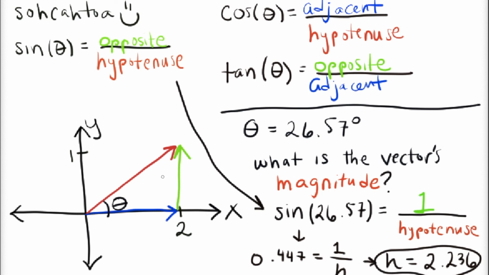As you can see on the plot, it kind of makes sense. It looks like the length should be a little bit more than the X component, and it is. It's just a little bit more. So our magnitude, aka our length, aka the hypotenuse, equals 2.236. And we also found the direction, which is 26.57 degrees. And we are done. We took X and Y components and found magnitude and direction.